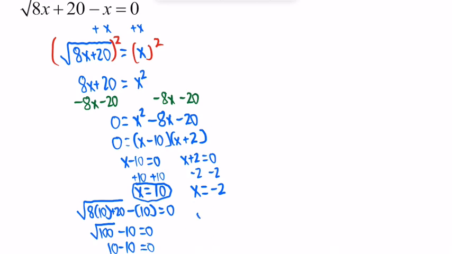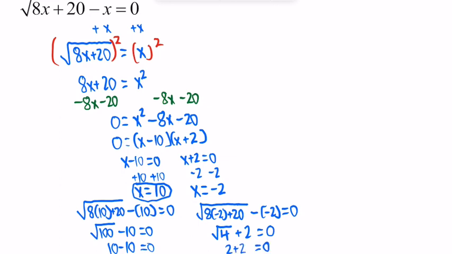When we check negative 2, putting that in both places for x, the square root of 8 times negative 2 plus 20 minus negative 2 equals 0. 8 times negative 2 is negative 16, and negative 16 plus 20 is 4. Minus negative 2 is a plus 2, so the square root of 4 plus 2 equals 0. Here we have 2 plus 2 equals 0, which is false. So x equals negative 2 is not a solution to that equation.